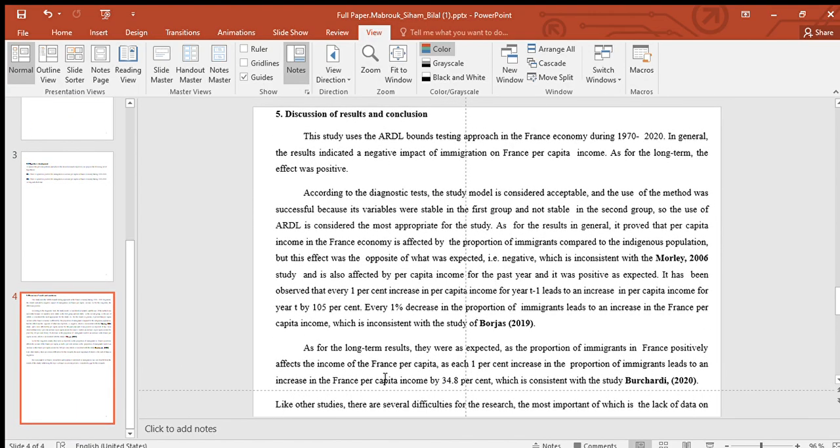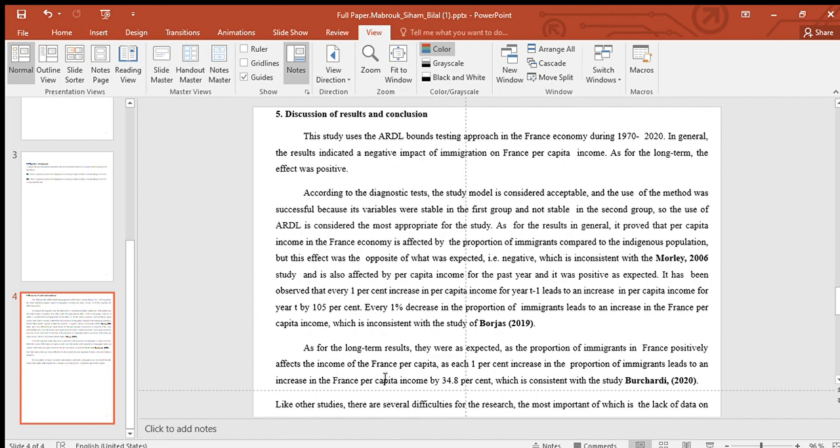So, this study used the ARDL bounds testing approach in the French economy during the study period. In general, the result indicates a negative impact of immigration on French per capita income. As for the long run, the effect was positive. According to the diagnostic tests, the study model is considered acceptable, and the use of the method was successful because its variables were stable in the first group and not stable in the second group. So, the use of ARDL is considered the most appropriate for the study.